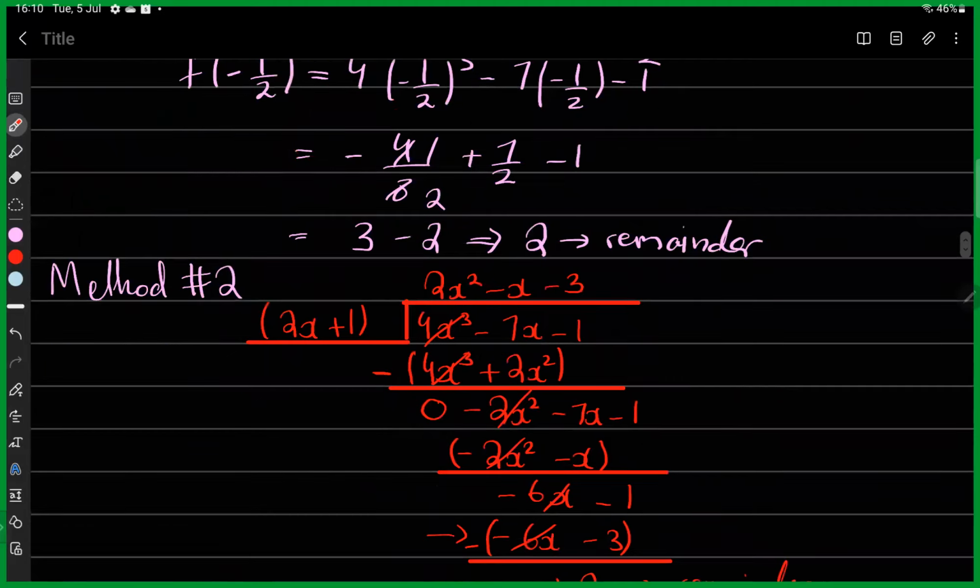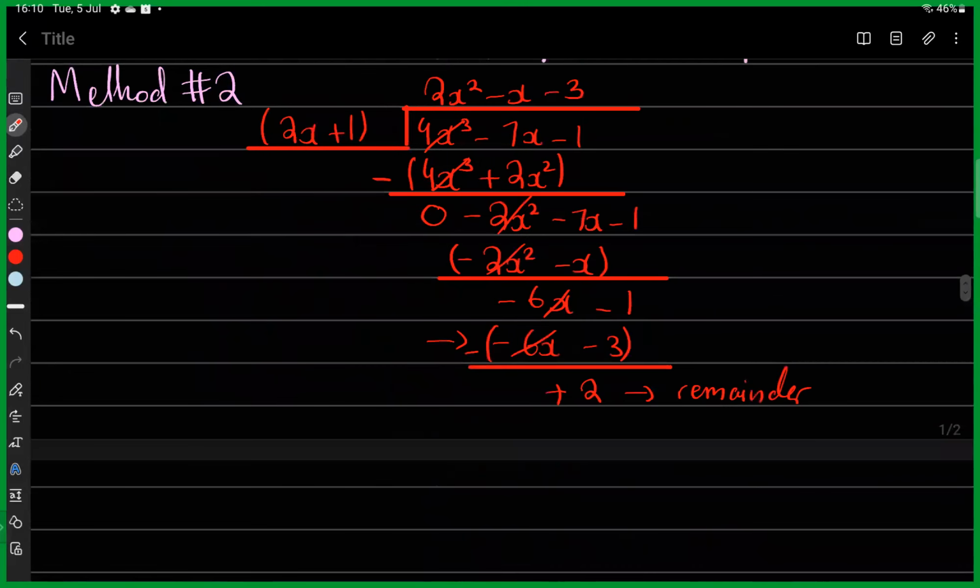Another method was that I just did long division and I was left with positive 2 at the end. So that positive 2 is basically going to be my remainder.